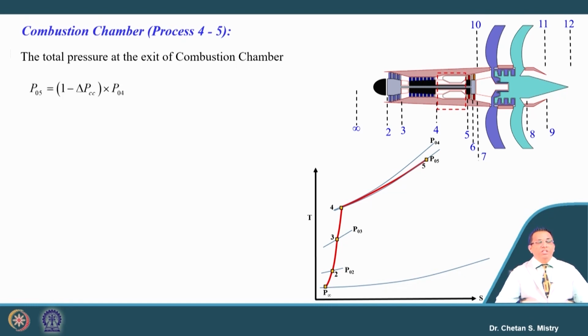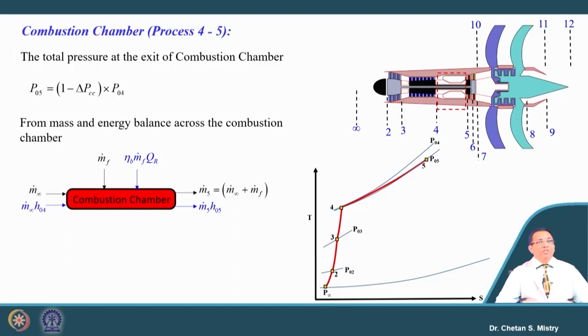Okay. Now, let us look at the next component, the combustion chamber, and for this combustion chamber we will have the actual pressure at the exit of the combustion chamber, which will be lower than the entry pressure of the combustion chamber, and we correlate that by this delta P. Now, in order to understand the amount of fuel required to raise the temperature to T05, we need to go with our energy balance equation.